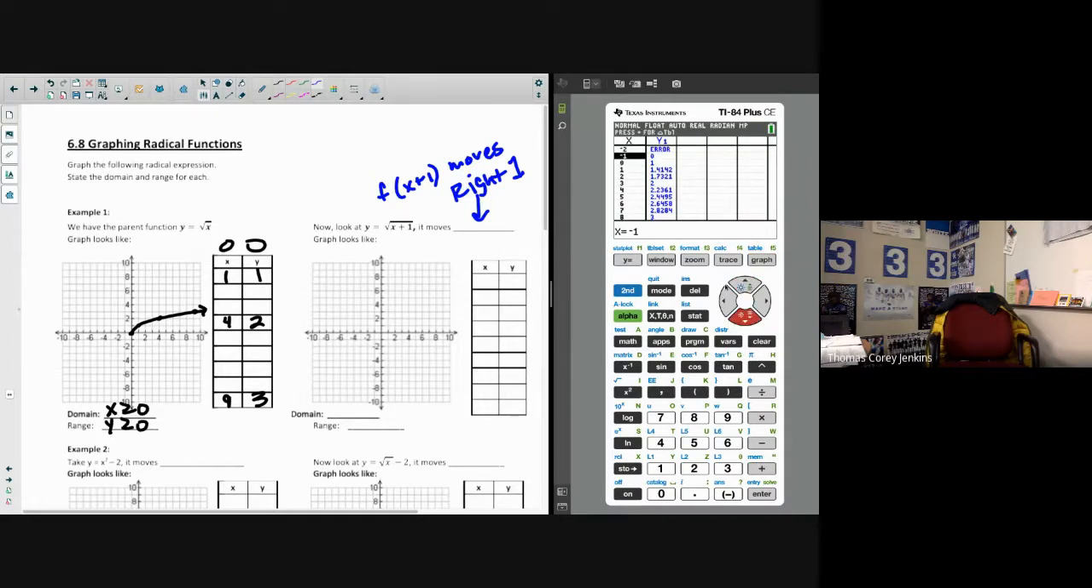To get our actual points then, we can go to our table. And this time, -1 goes to 0, 0 goes to 1, 3 goes to 2, and 8 goes to 3.